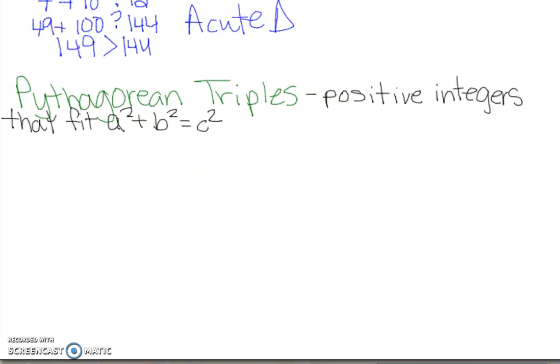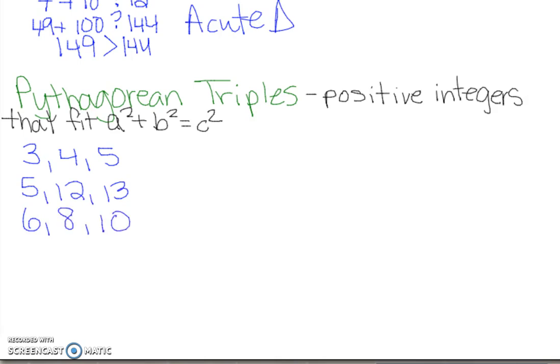The next section we're going to go over is the Pythagorean triples. Those are positive integers that fit a squared plus b squared equals c squared. And there are a few that are used quite often. So the first one is 3, 4, and 5. 5, 12, and 13. 6, 8, and 10. 7, 24, 25. And 8, 15, 17.